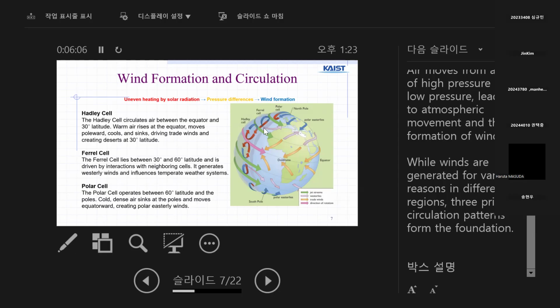And the second one is the Ferrel cell over here. The Ferrel cell lies between 30 and 60-degree latitude and is driven by interaction with the neighboring cells, the Hadley and the polar cells. It generates westerly winds and influences temperate weather systems. And the last one is the polar cell. The polar cell operates between 60-degree latitude and the poles, where dense air sinks at the poles and moves equatorward, creating polar easterly winds.